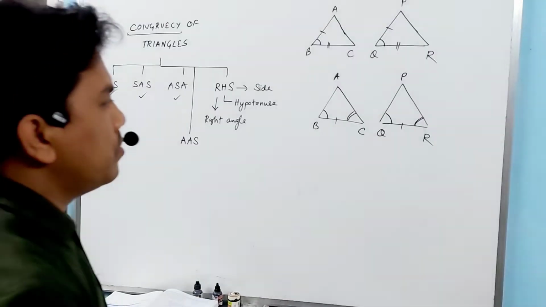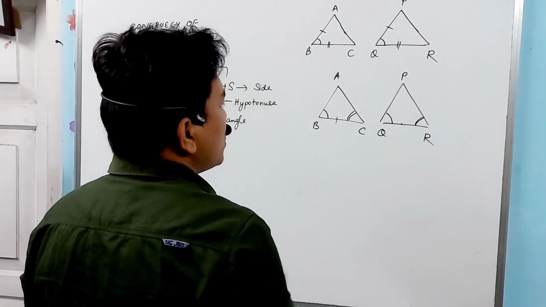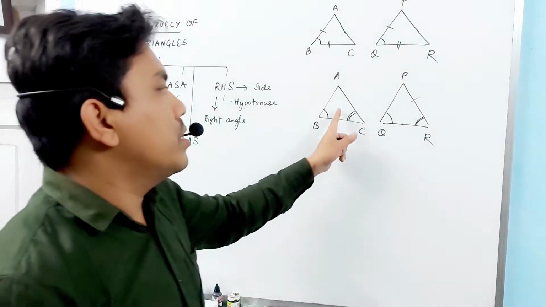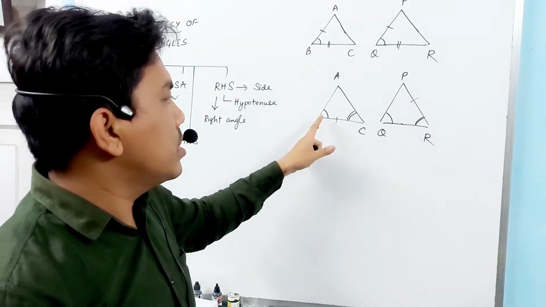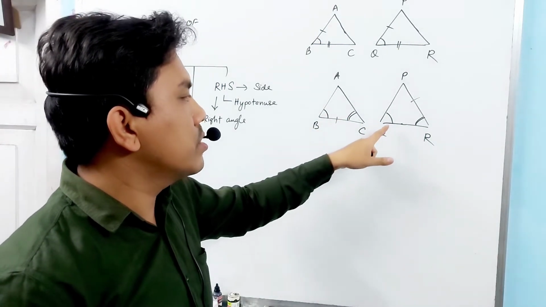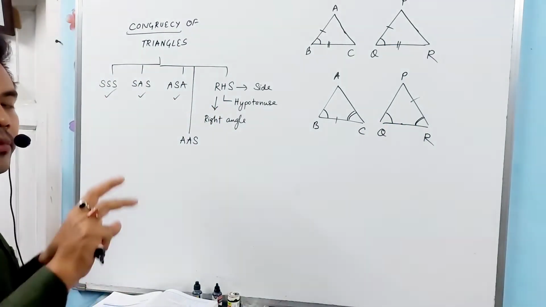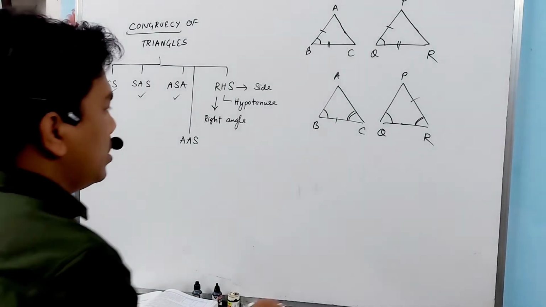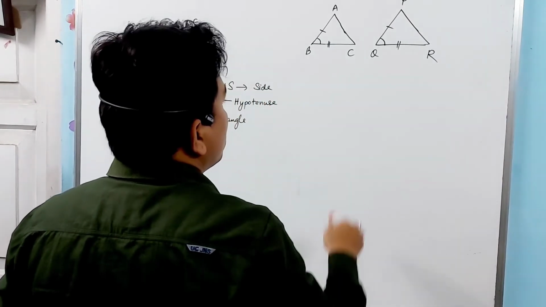Now, if you are given that this side is equal to this side, then we cannot say that they are congruent by ASA, because here it is ASA, but the other one is AAS. Is it clear? The side must be between two angles. Now comes RHS. In case of RHS, both the triangles must be right angle triangles.